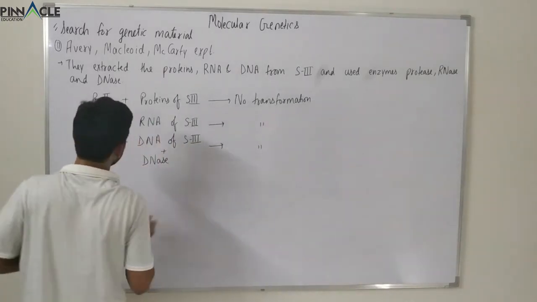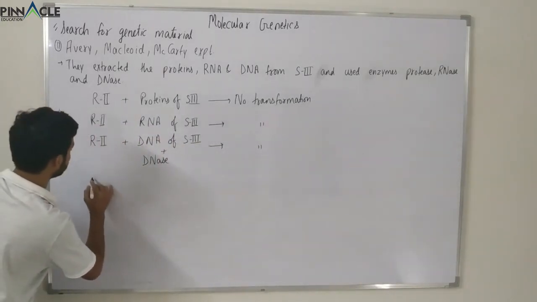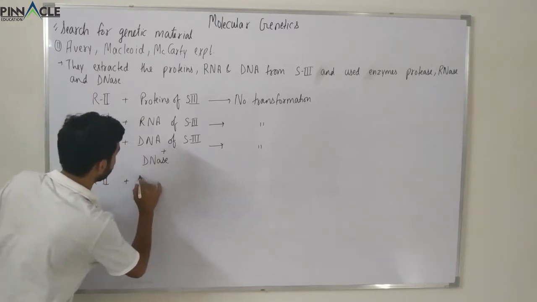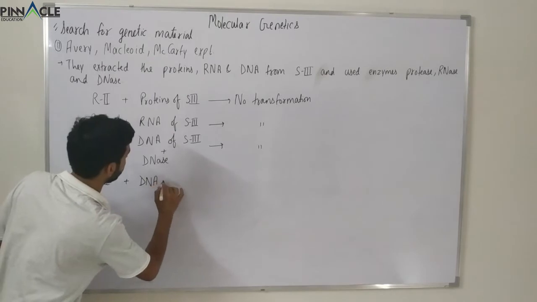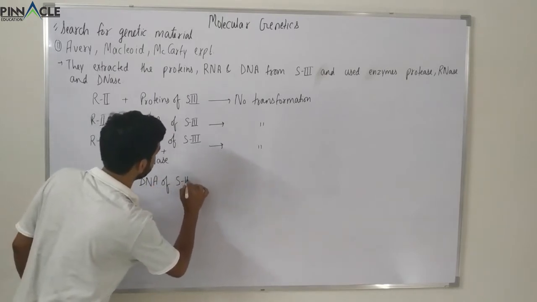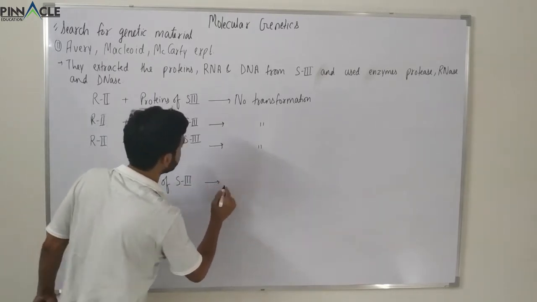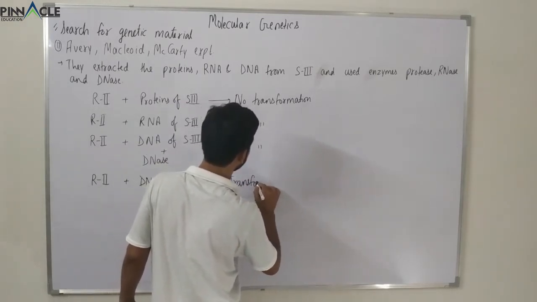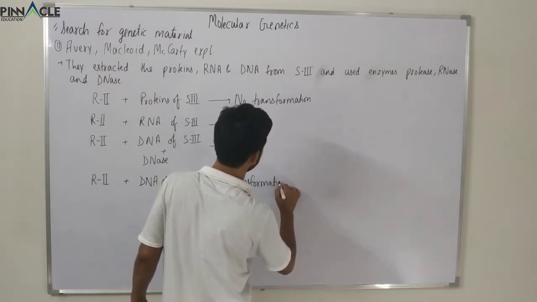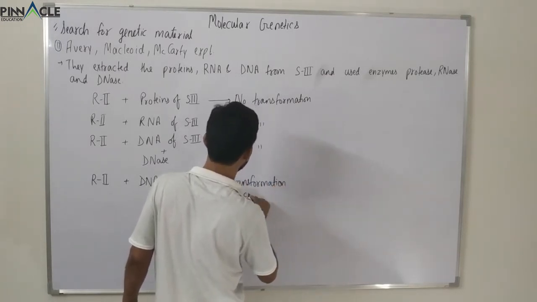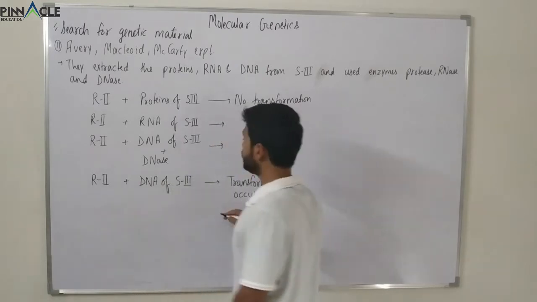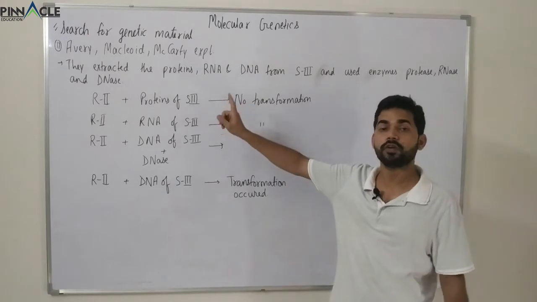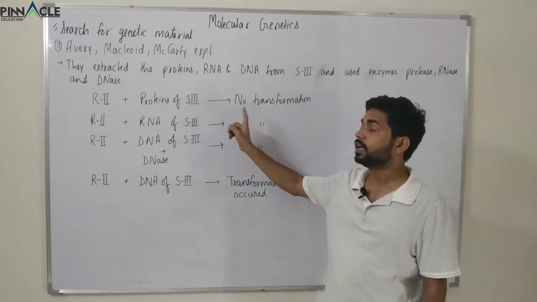In the fourth case, only the DNA of S3 was used: R2 plus DNA of S3. So in this case, transformation occurred. So we now can conclude that it was the DNA which caused transformation of R2 bacteria into S3 in Griffith's experiment.